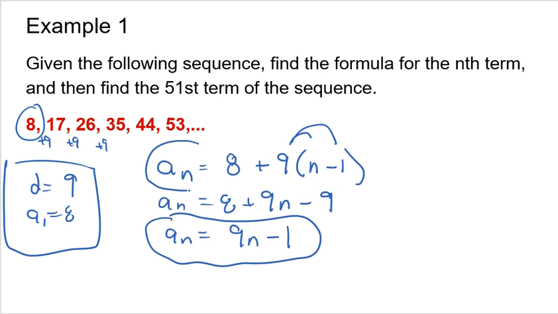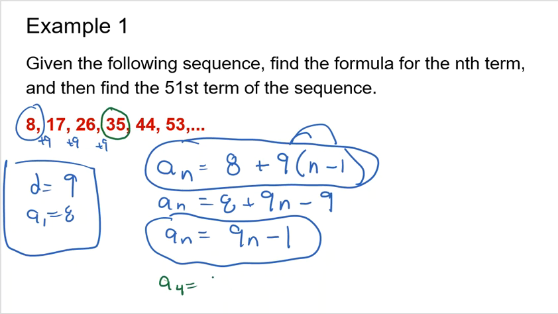Now again, this right here is not wrong. I just cleaned it up. I simplified it. But again, I like to always make sure, prove that it works. Why not, right? Why not check that you're right? So let's find the fourth term. I know the fourth term is 35. Let's just prove that this works. To find the fourth term, I'm just going to plug in 4. So 9 times 4 minus 1. 9 times 4 is 36. 36 minus 1 is 35. So I have just verified that it does work.